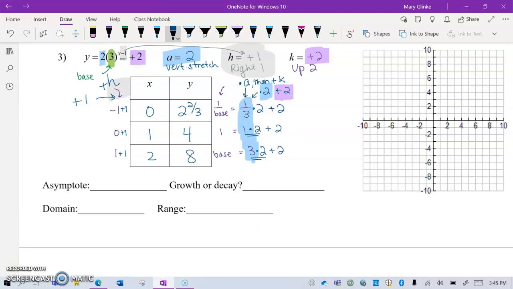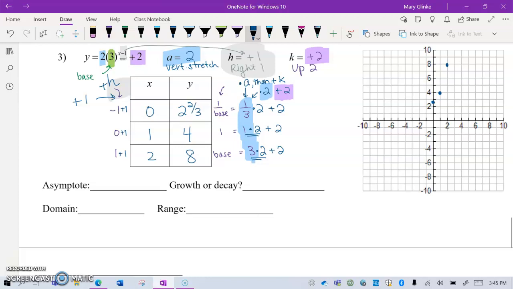So if we look at this, 0, 2 and 2/3 would be up here. 1, 4 would be over here. And 2, 8 would be up here. Now, if you think of what your graph would have looked like initially before you moved anything around, don't draw this, but this would have been what your graph had looked like prior to moving it all around with the 1 over 3, 1 and 3. Imagine moving that right 1, stretching it by 2, and moving it up 2. That's our new graph that we have up here.